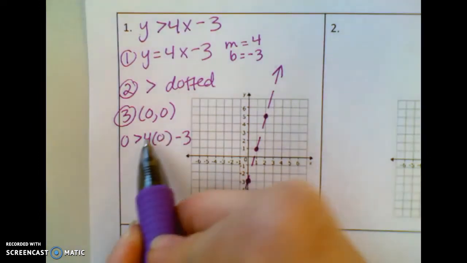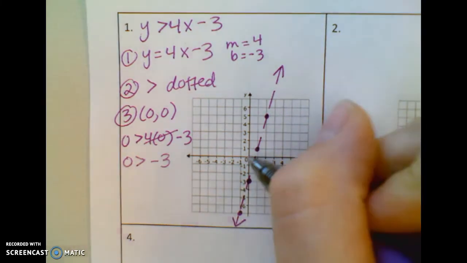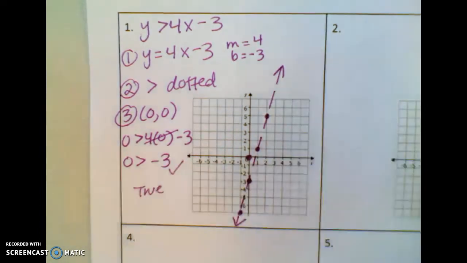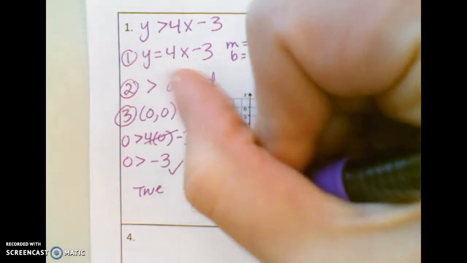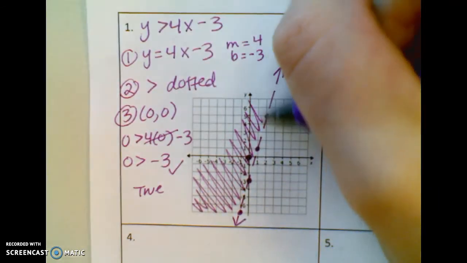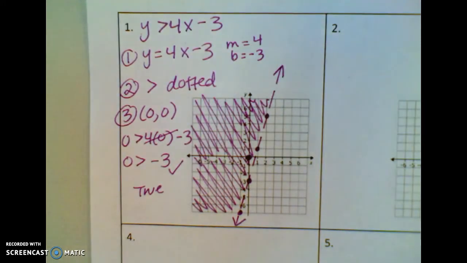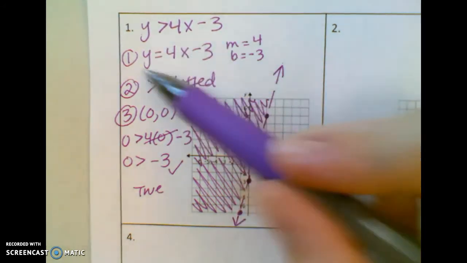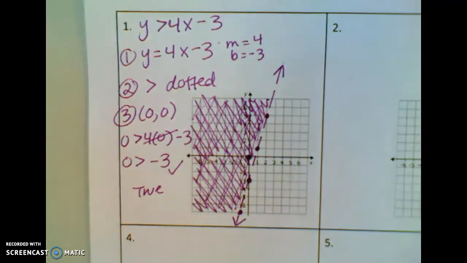Now let's see if it's true. The 0 times 4 cancels, so I have 0 is greater than negative 3. Is that true? Is 0 greater than negative 3? Yes, that is true. So that means we are going to shade the area that includes 0, 0. 0, 0 is here, so we are going to shade this entire region here, this half plane. So that is our graph. We have our dotted line here because it's not equal to. We graphed the line 4x minus 3, and we shaded all of this region. So we've got it. That's how we graph this.